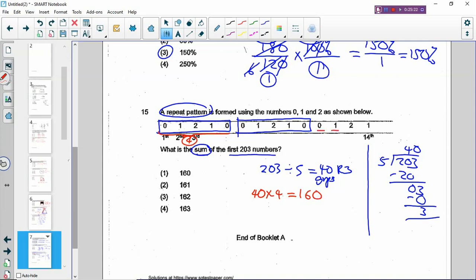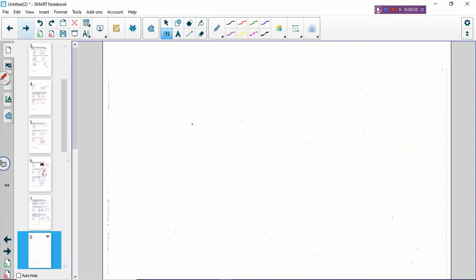Where are the last 3 numbers, which is the remainder 3? And the sum of the last 3 numbers is 3. Right, 0 plus 1 plus 2. So now you take 160, right, and you plus the last 3 digits, which is your 3, and you get the sum of all the numbers, alright, which is 163, number 4. Okay, alright, so the method here is grouping. So in paper 1, there will be some questions that you will need to apply your methods. So grouping is one of the methods. Okay, let's go on to the next question.